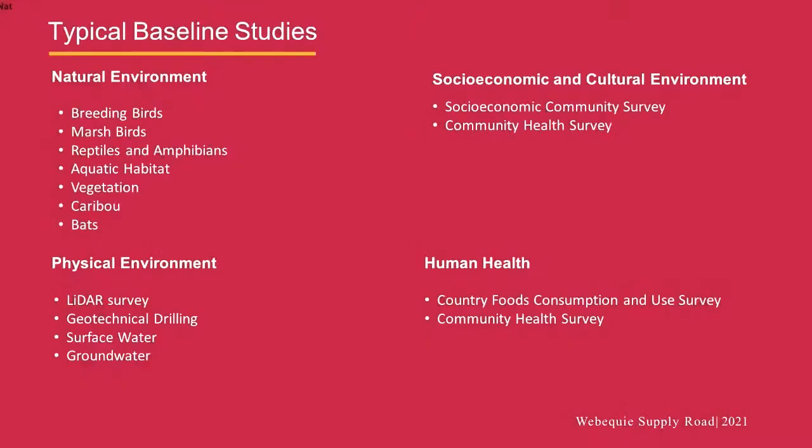And then finally, there's the human health side, which is looking at what we call country foods, which would be the foods that are harvested by community members, the plants and the animals harvested by community members in their homeland. And then there's a community health survey, which tries to get a snapshot of the health of people, both physical and mental health of community members.